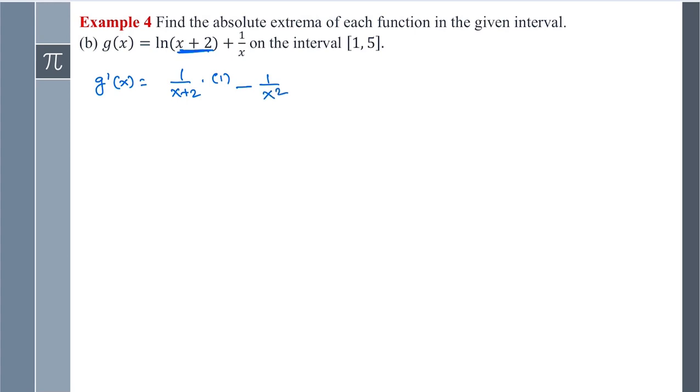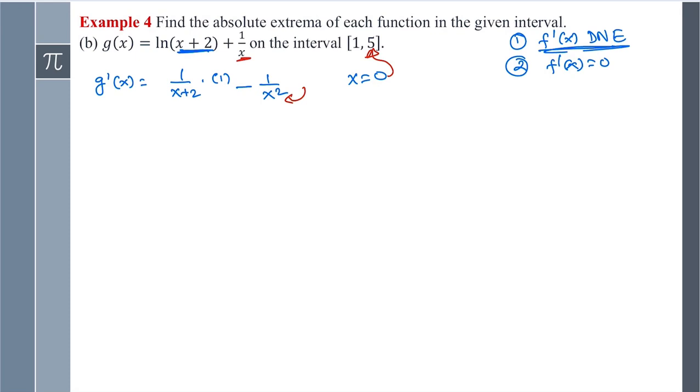Okay, now again, we are going to look at two things. The first one is where the derivative does not exist. And the second one, where the derivative is 0. So the first one, if you look at this function, the derivative does not exist at x equals 0 because you cannot plug in x equals 0 right here, right? But x equals 0 is not in the domain of the function, and it's not in the given interval, right?